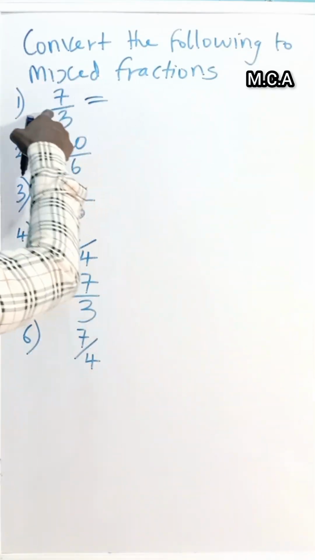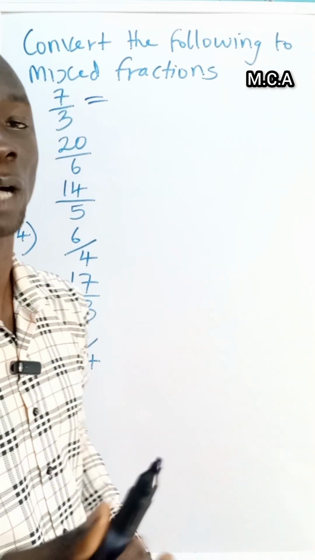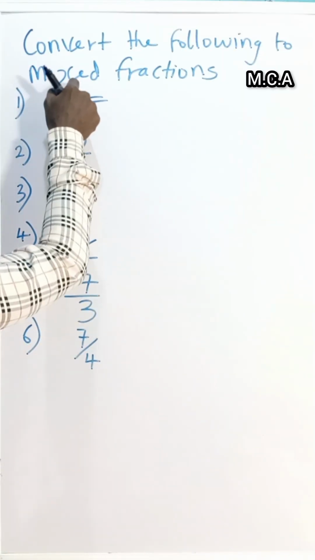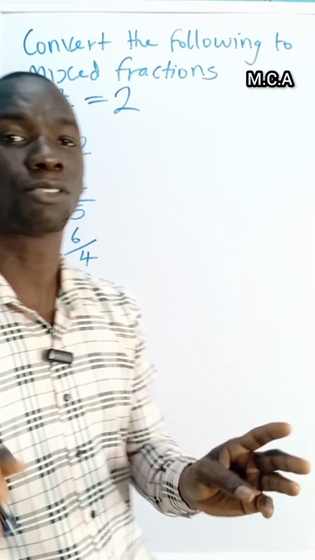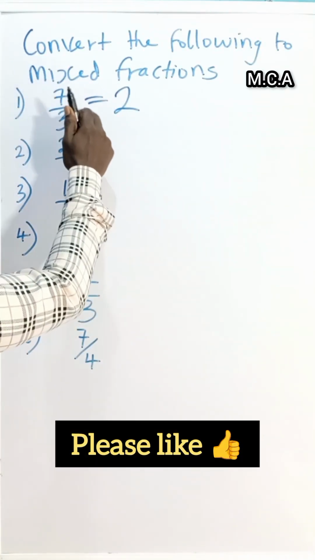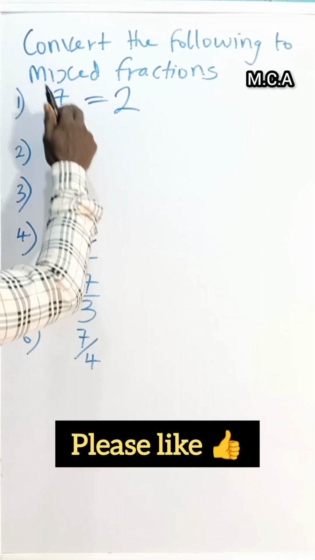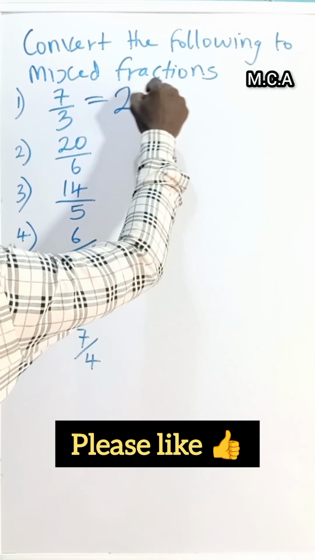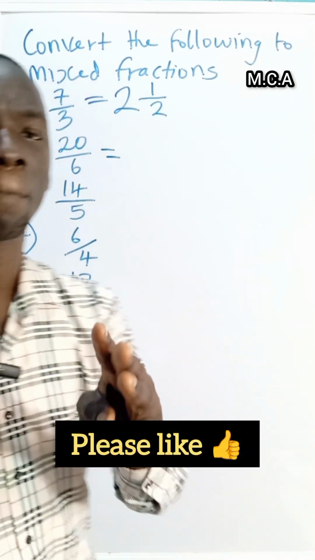So how do you do this? Now, how many times can you get 3 from 7? We have to do our division. So you notice that we can get 3 from 7 how many times? 2 times. That is 2. And that 2 is what? Our whole number. Now, what is the remainder when you remove the multiplication of this and this from this? That will be 6. 7 minus 6 will give us what? 1 over 2. And that is the answer to that particular question.